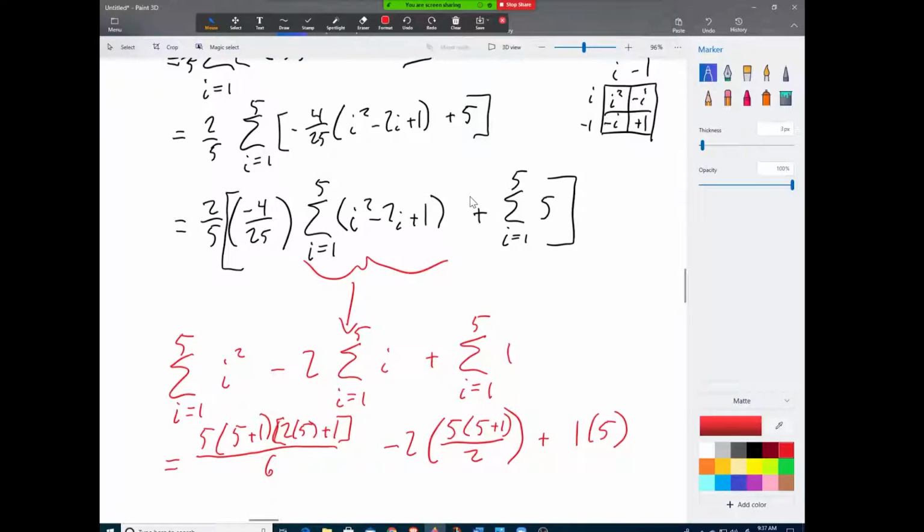Okay. Tell me, does this look familiar to you? Okay. Just want to make sure. This summation notation, I was pretty sure you've covered it, but I don't know how much time you spent on it.